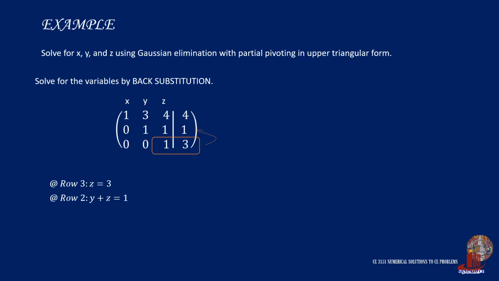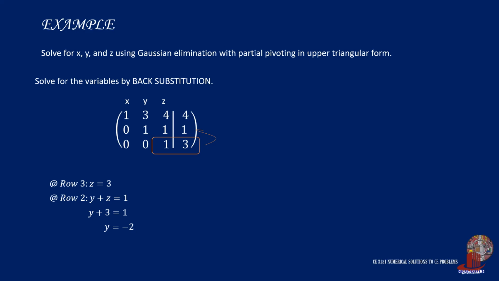Moving back to row 2, we can interpret the row as y plus z is equal to 1. And with z determined as 3, we plug this into the equation to come up with y plus 3 is equal to 1. And by transposition, we have y equal to negative 2.